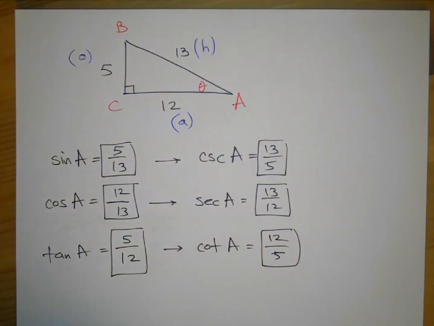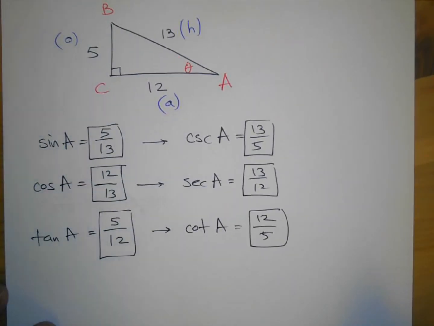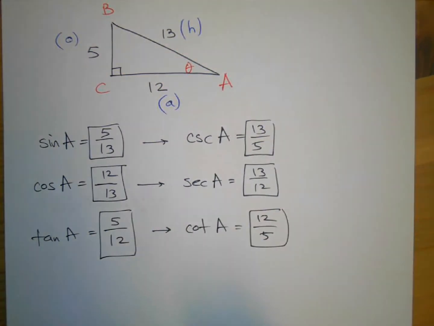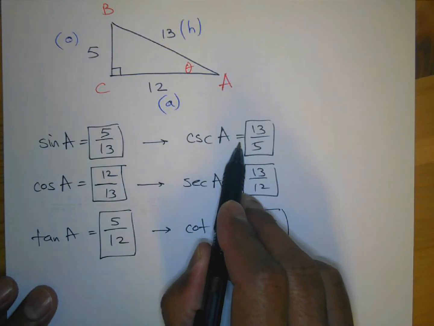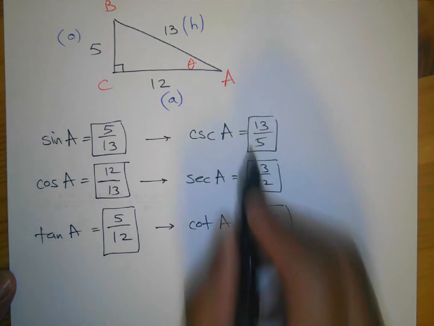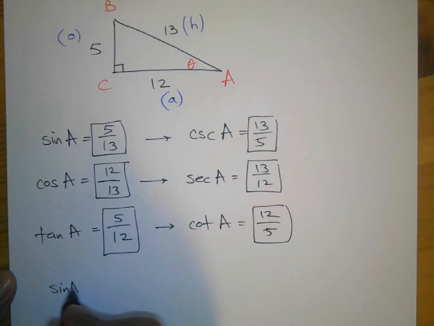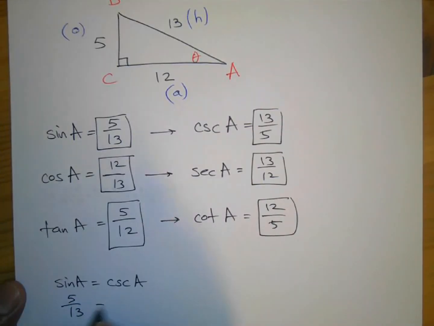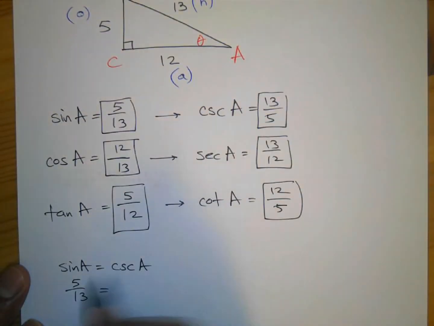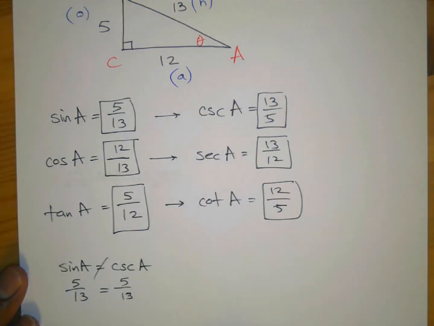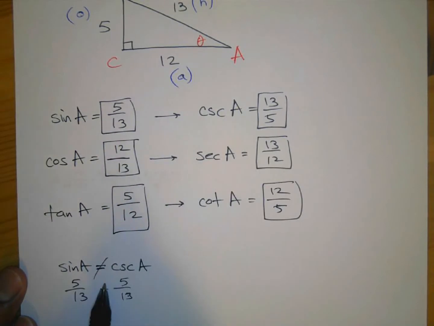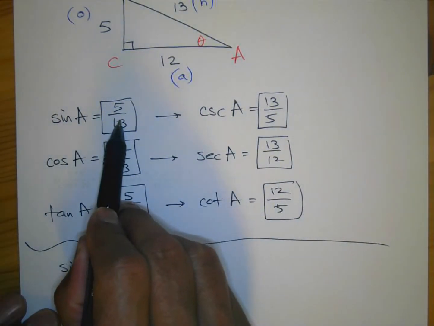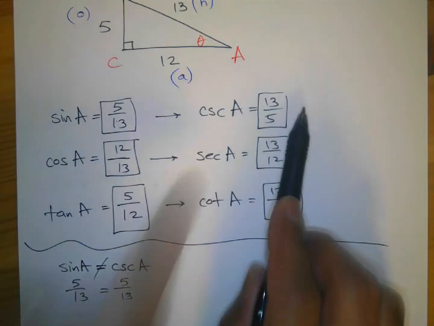What the identities are pretty much saying is just the formula that gets this 5/13 to go to 13/5. That's all it is. You can't say that sine is equal to cosecant. If sine of A is 5/13 and cosecant of A were equal to it, it would be 5/13. No, they're not equal to each other. So I need some sort of formula, or an identity, that takes me from 5/13 to 13/5.